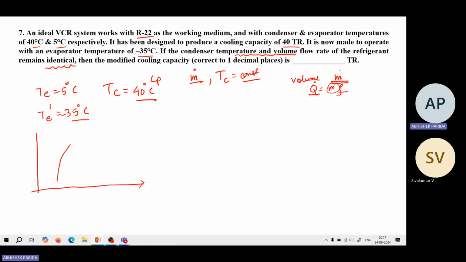If you have the Cp value, the same approach you can follow. If this is a T-S plot, it will look somewhat like this. Earlier it was, let us say, from here to here. Now the condenser temperature is the same, so it will look somewhat like this. Sorry, this is 1, 2, 3, 4. This is 2 dash. This is 3, 4 dash. So this is the line that you will follow.